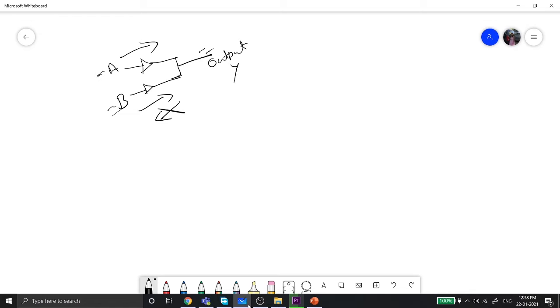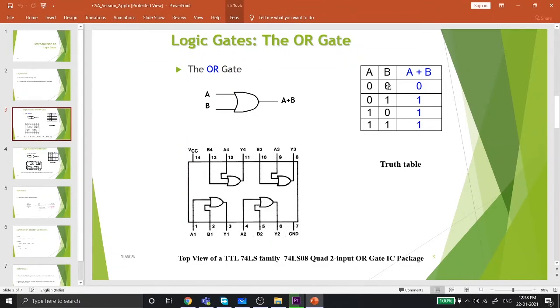That is, if you provide plus 5 volts here, you will get plus 5 volts here, and if you provide plus 5 volts here, you will also get plus 5 volts here. If you don't provide anything, 0 0, the output will be 0. That's it. There is nothing complicated about the OR gate. And the truth table for the OR gate is, I'll show you, just what I explained. If both inputs are 0, the output is 0. If one of the inputs is 1, the output is 1. If both inputs are 1, the output is 1.